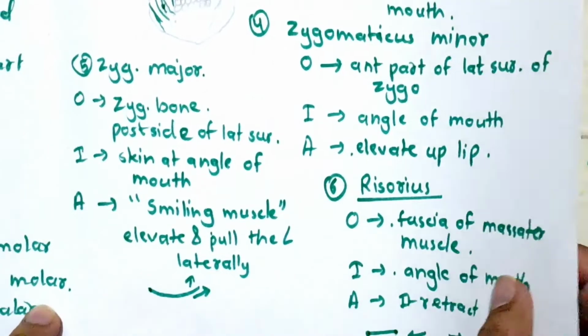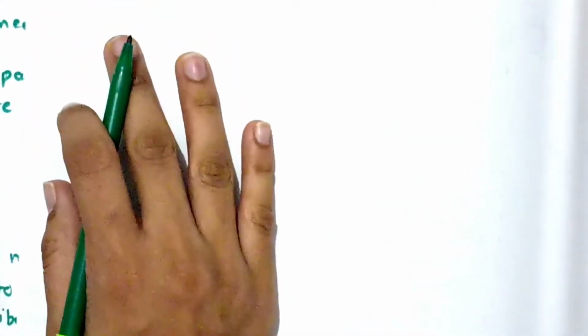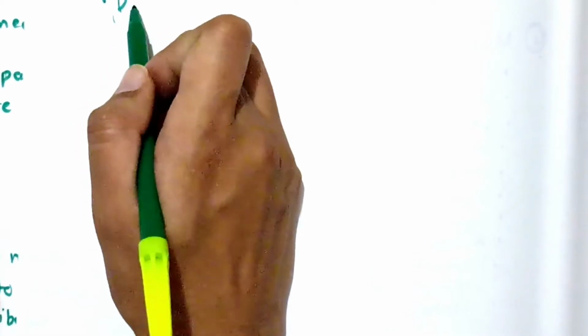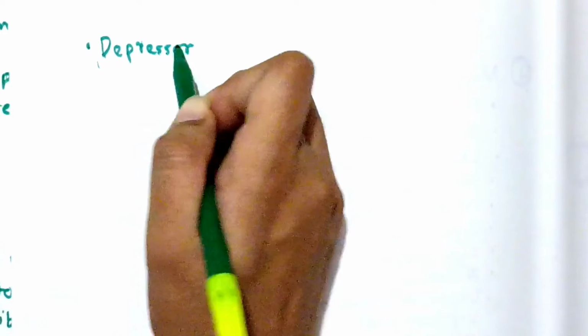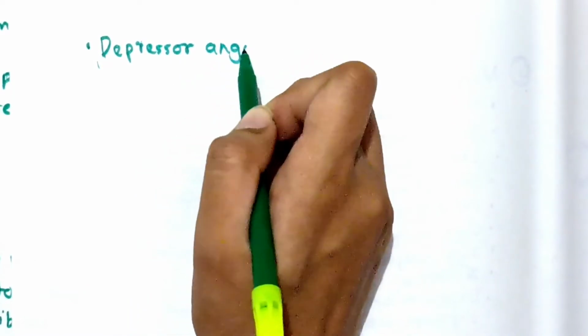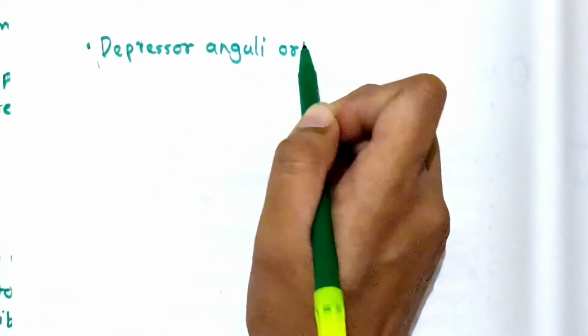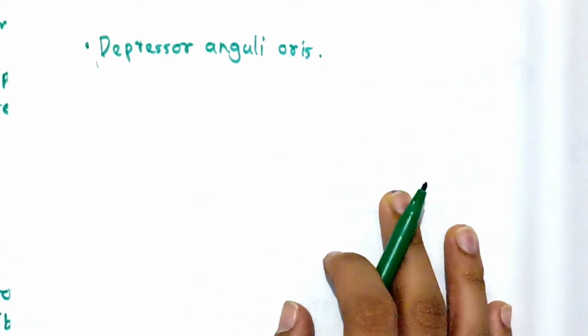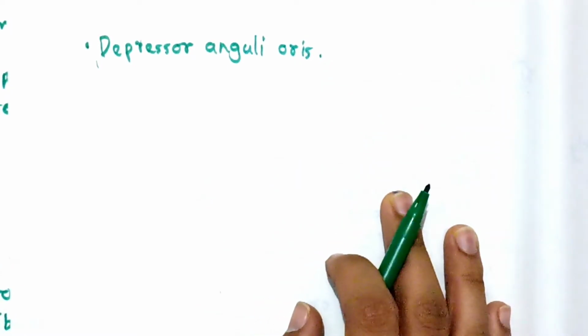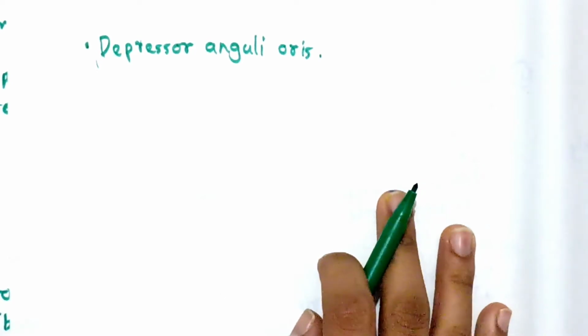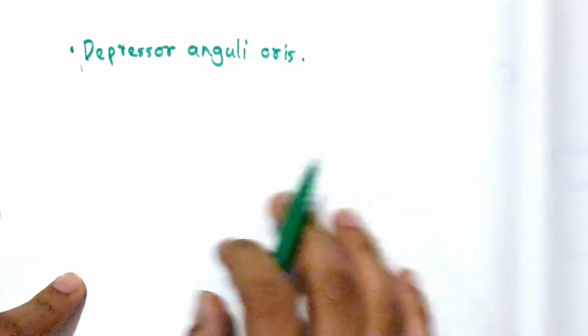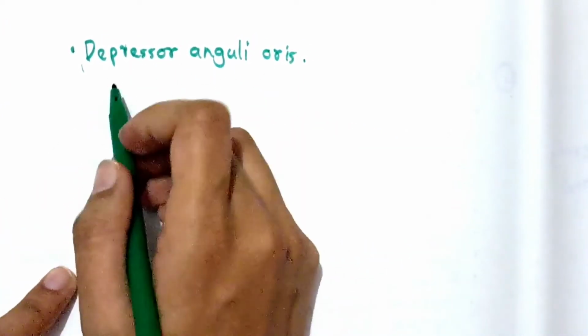Now the next one is, next we have depressor anguli oris. So as the name suggests, up to now we have seen the muscles which are elevating the upper lip or angle of mouth. Now we'll see the muscles which will depress the angle and lower lip. Okay, so this depressor anguli oris.